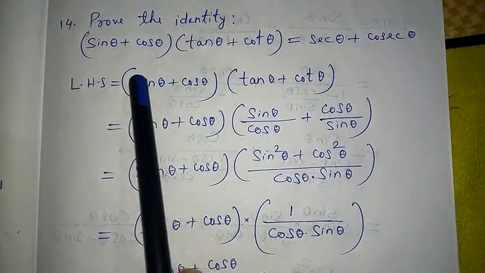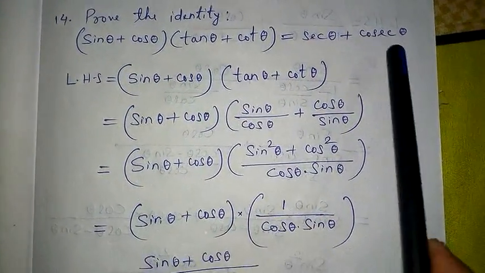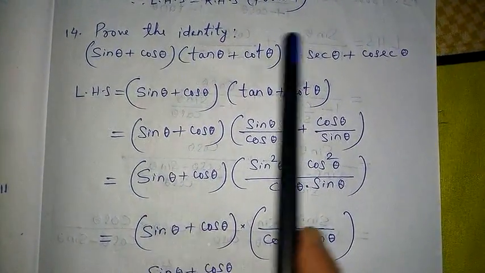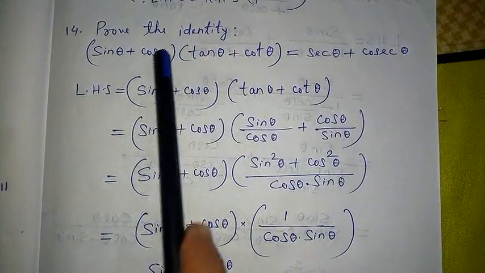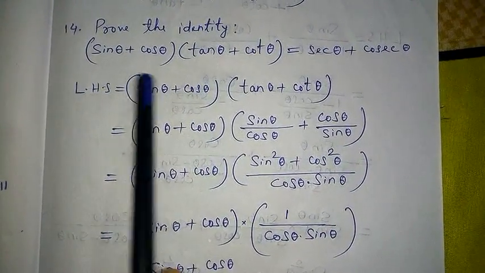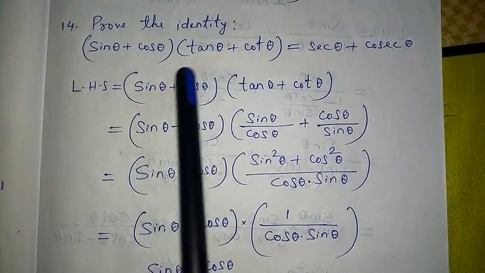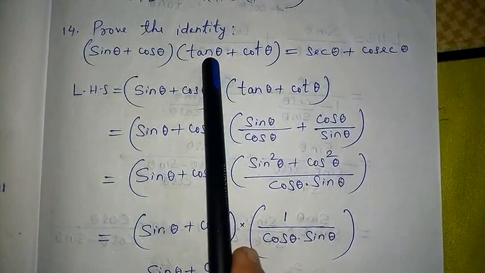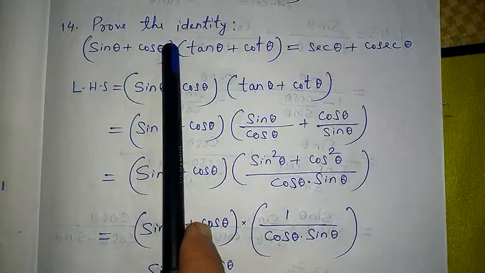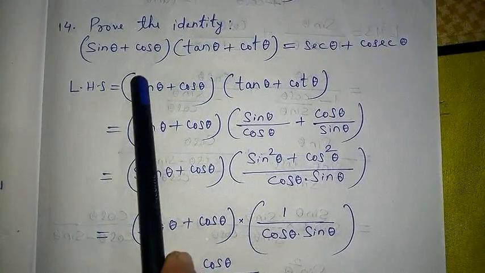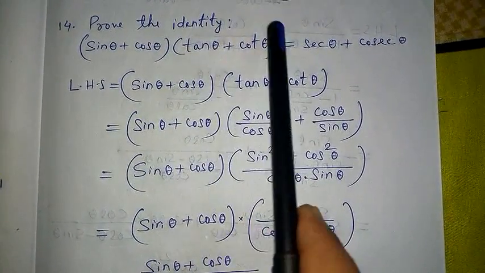Number 14. This is your left hand side, this is your right hand side. We need to prove LHS equal to RHS. So the same thing of the left hand side I wrote here in the LHS. Now I have always told you, try to target to convert the identity either to sine or cos. So already it is in sine and cos. Don't target these two identities, but target tan and cot.